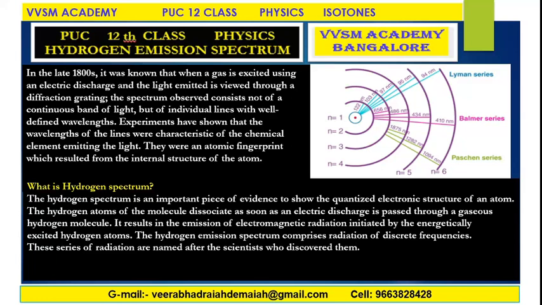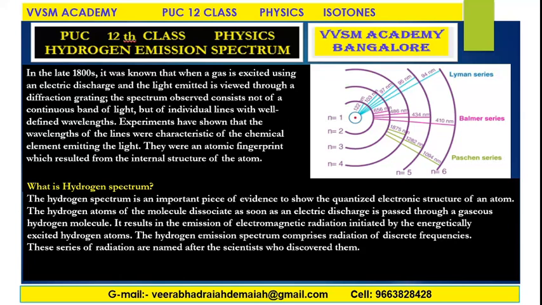What is the hydrogen spectrum? First of all, we should know what is meant by a spectrum. A spectrum is a phenomenon that occurs when a light ray passes through a prism. You will get the spectrum of light: violet, indigo, blue, green, orange, red colors formed on the photographic plate. So the hydrogen spectrum is an important piece of evidence to show the quantized electronic structure of an atom.